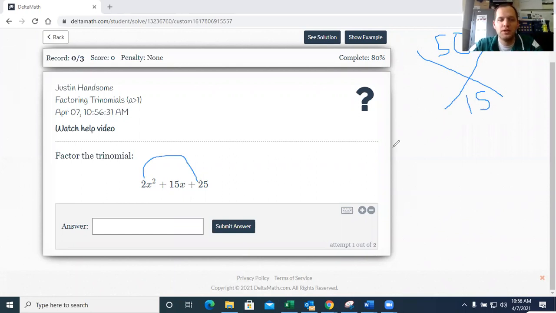10 and 5. So that's going to give me 2x squared plus, so I'm going to split this 15x into 10x and 5x. You can do 5x and 10x. It doesn't matter. You'll end up getting the same answer in the end. We got 10x plus 5x plus 25. All right. Is there anything I can factor out of the 2x squared and the 10x? Yeah, a 2 and an x. So 2x. That leaves me with x plus 5.